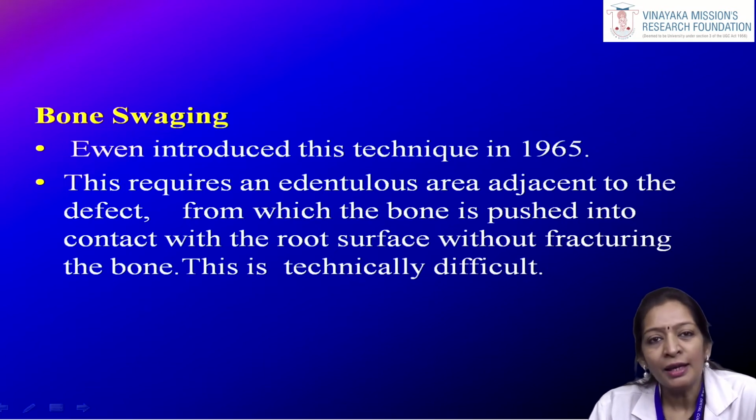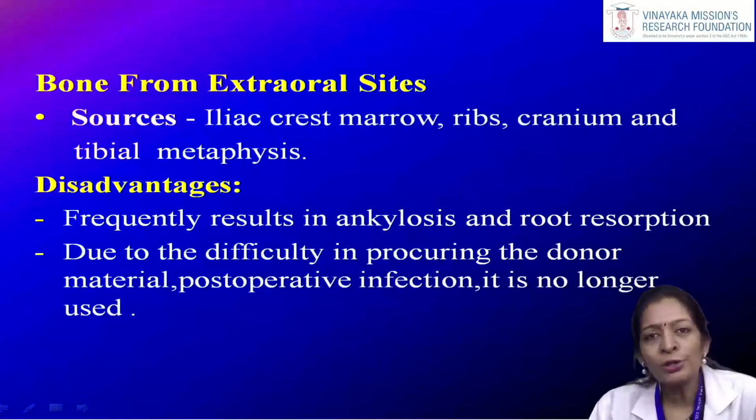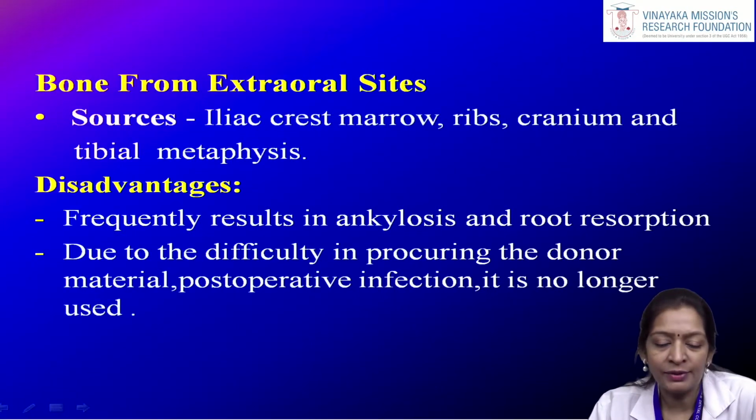So these are the intraoral sites for the technique. Now bone is also taken from the extraoral sites. That is, sources are iliac crest marrow, ribs, cranium and tibia metaphysis. When we take the bone graft from an extraoral site, naturally we can pick a larger amount. But the disadvantage is that it requires a second operative site, post-operative infection might be more, and it might result in ankylosis and root resorption and patient discomfort. For periodontal defects, only the intraoral site is preferred and the extraoral site is not preferred.